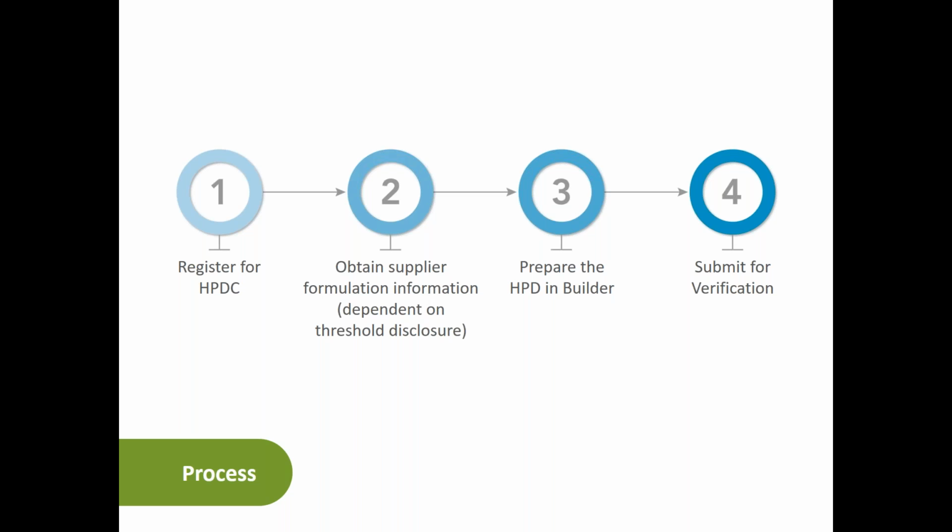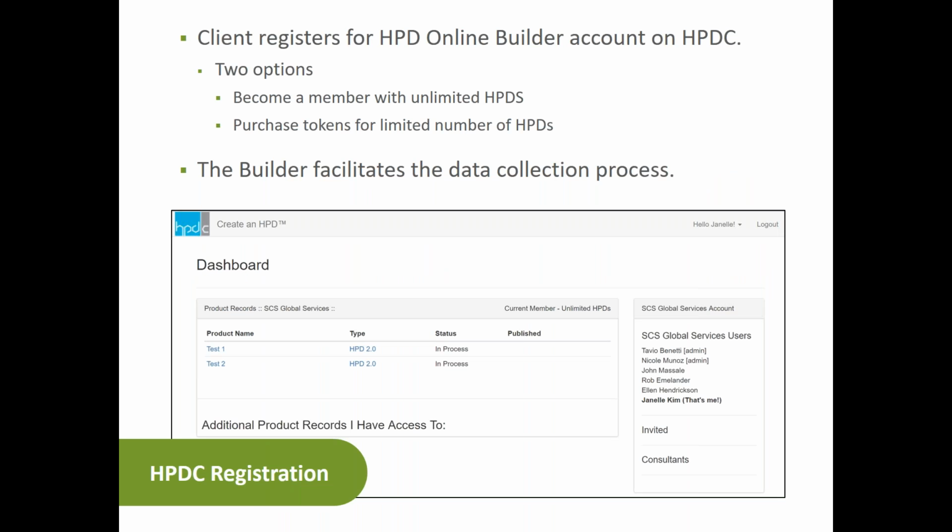Once the scoping is completed, we start by kicking it off through the preparation phase. With that, we're providing the client information on becoming an HPD member or purchasing tokens. It really depends on the number of HPDs that you're seeking. With purchased tokens from the HPDC, you'll have a limit of 5 HPDs. With the HPD membership, you will have an indefinite amount of HPDs that you can create in the HPD Builder. Next slide.